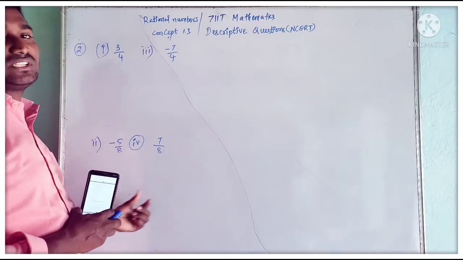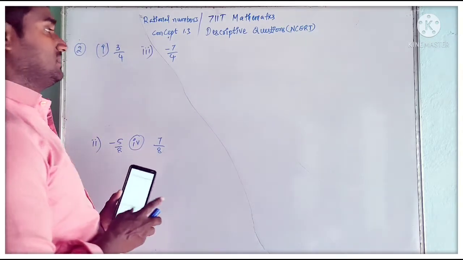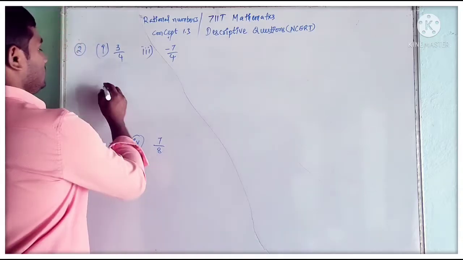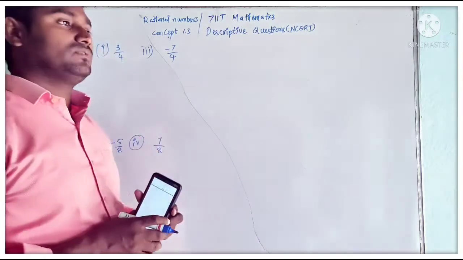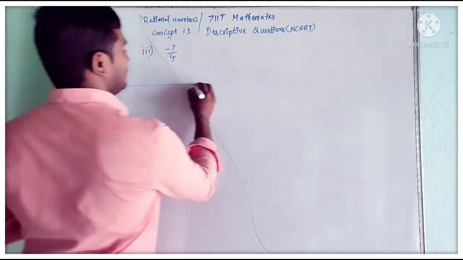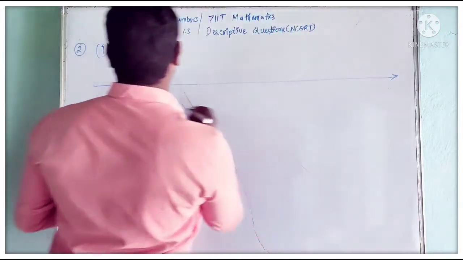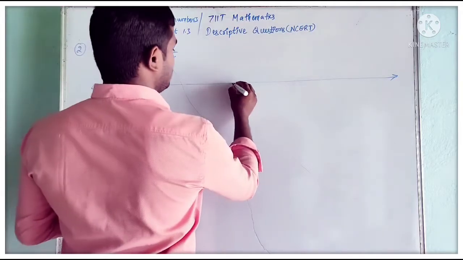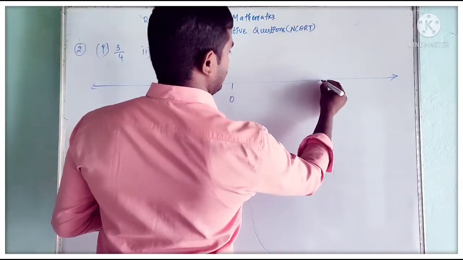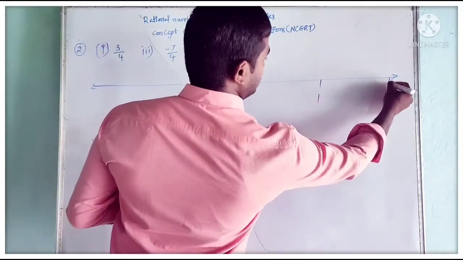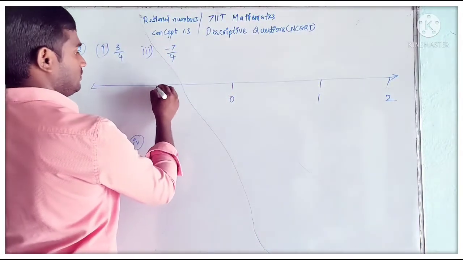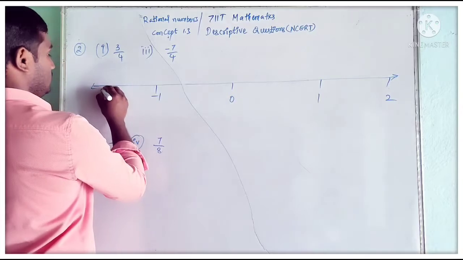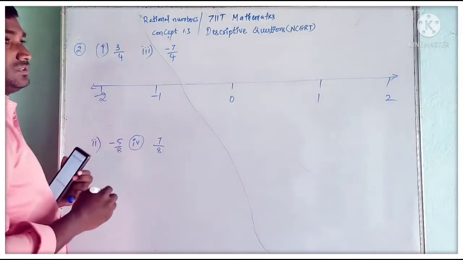So these two together we can represent on the same number line. First, you should know how to represent integers on the number line. Draw a number line and represent the integers on it. So I am taking 0, 1, 2, and here minus 1, minus 2.